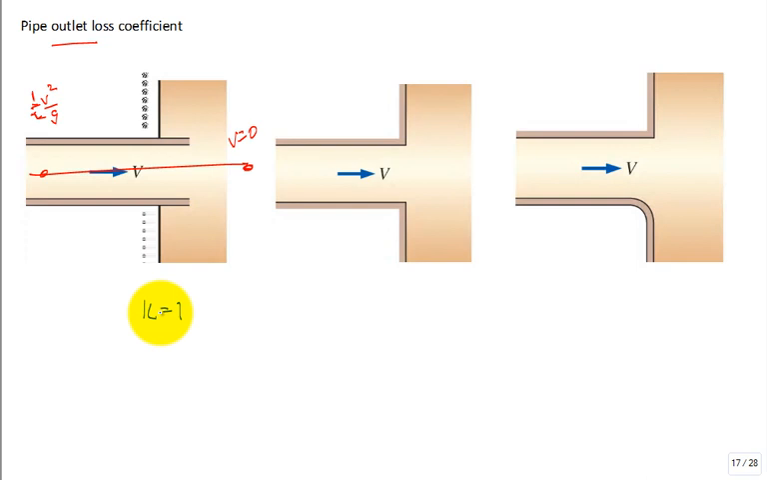Now, when you have a modified Bernoulli equation, you also have alpha. Remember what that is? Yeah. It's the kinetic energy correction factor. For turbulent flow, alpha is close enough to 1 for us to run with 1. For laminar flow, first of all, the velocity head is usually negligible because isn't laminar flow often slow flow? Yeah.